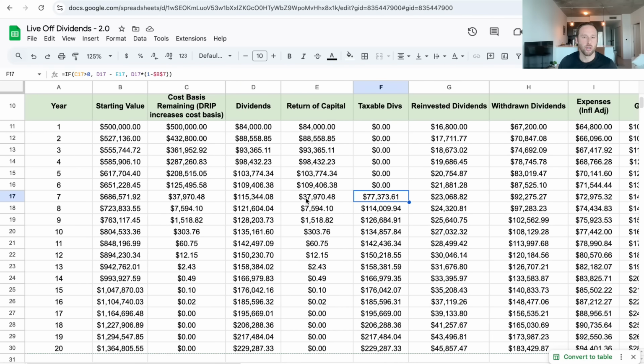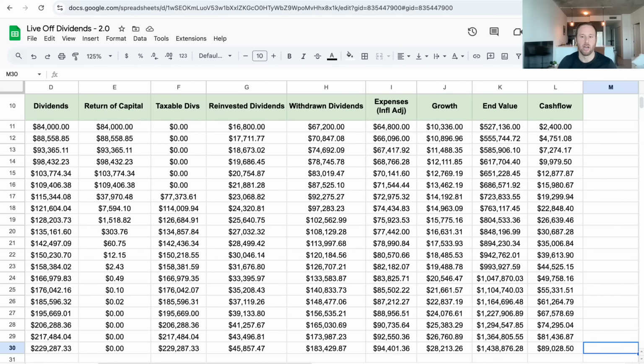So eventually you're going to hit a point where you're going to get taxable dividends, right? Taxable dividends across the board here, as you can see from year 7 all the way to year 20. But at the end of it all, after 20 years of doing this strategy, okay, you're going to be left with the end value.